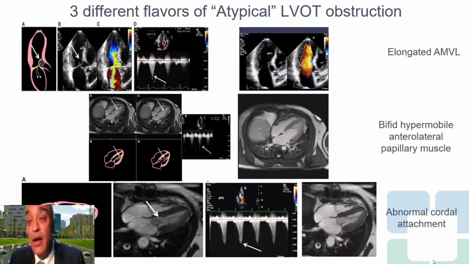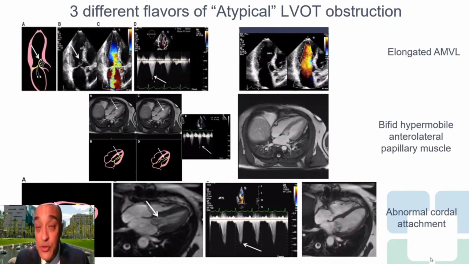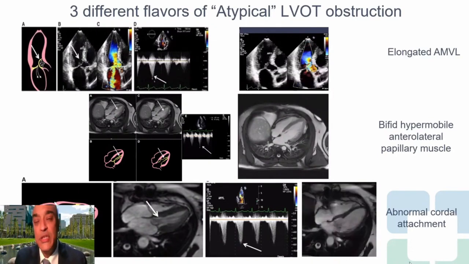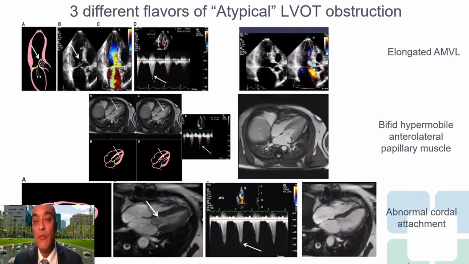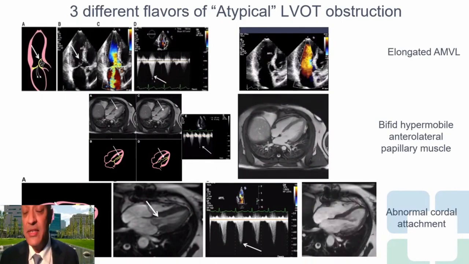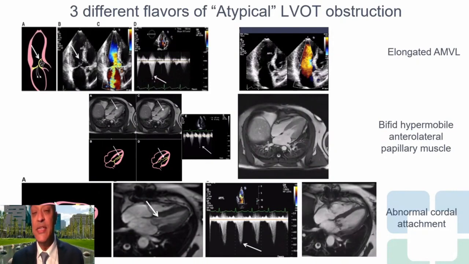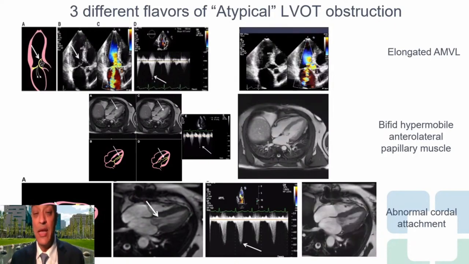All these three are variants of hypertrophic obstructive cardiomyopathy. You just have to be on the lookout for different patterns and be able to recognize that. And CMR helps really well in ascertaining what could be the underlying diagnosis.